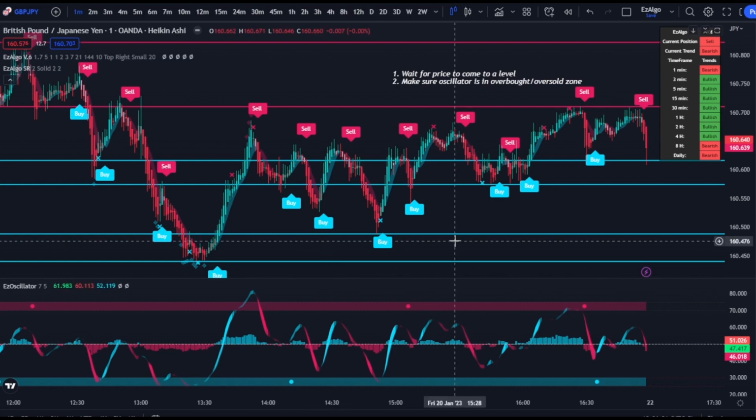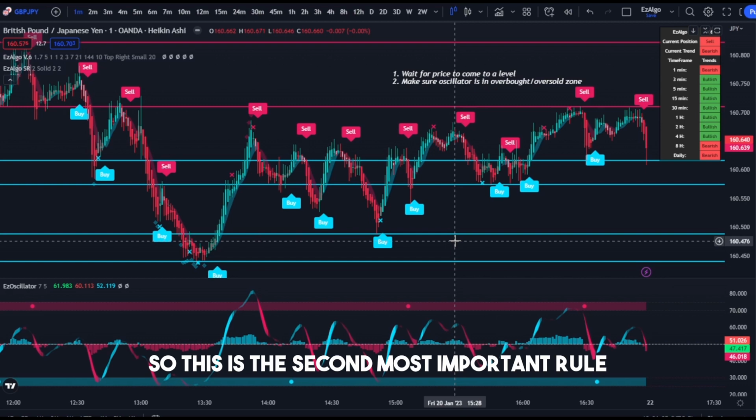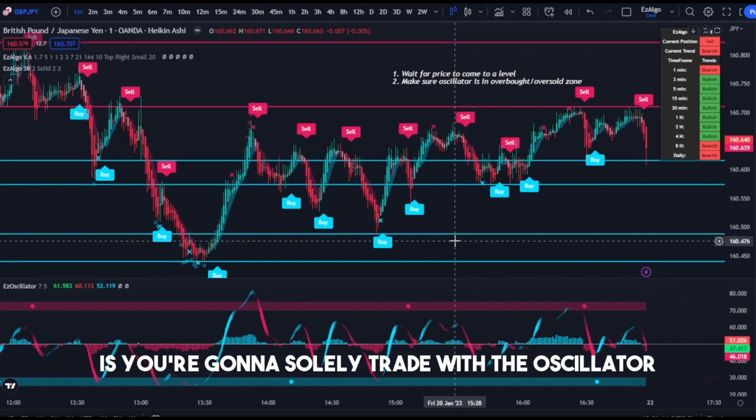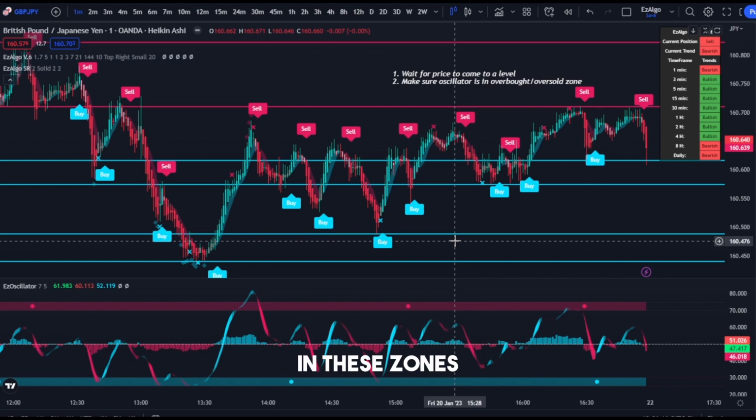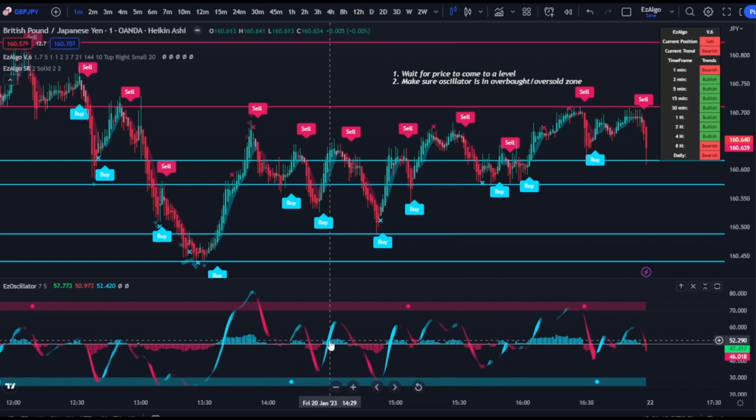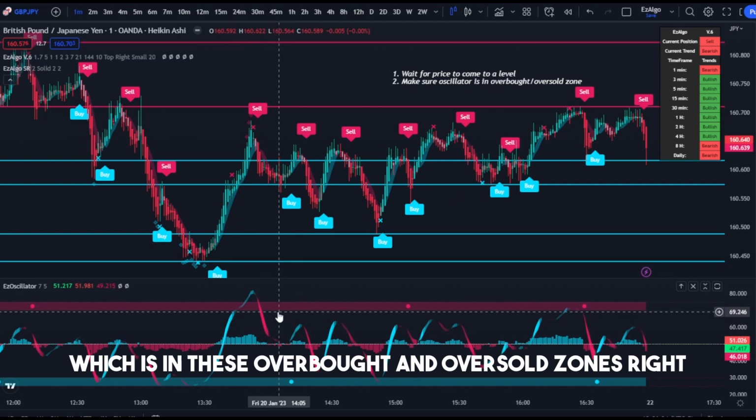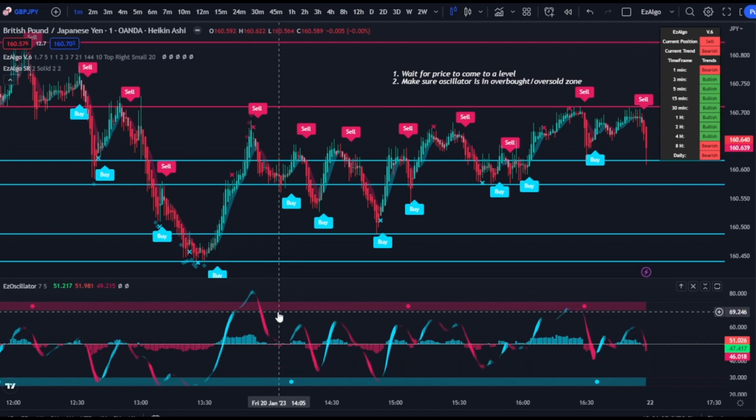Now we're going to use this oscillator to dictate when we enter and exit. So this is the second most important rule. And the way I'm going to show you guys this is you're going to solely trade with the oscillator in these zones. So if the oscillator is kind of in the middle here, we're not going to be taking any of these positions, although you could and still be profitable. We want to wait for those most high probability setups, which is in these overbought and oversold zones, right? We want to take the trade when price is out of bounds, so to say.